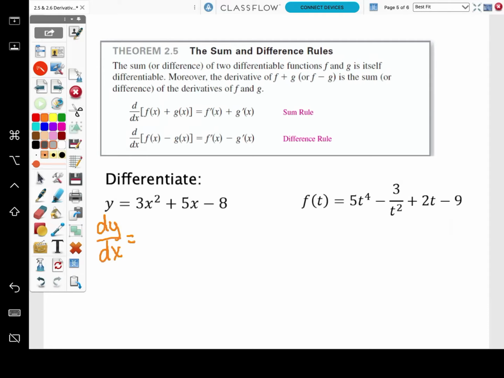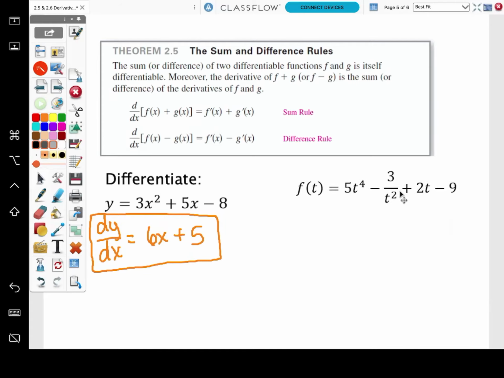So derivative dy over dx is derivative of 3x squared is 6x. Derivative of 5x, well, that's a power of 1. So we bring the 1 down front and we get 5x to the 0, and of course x to the 0 is just 1. And the derivative of negative 8 there, 0, because it's a constant. So our derivative is just 6x plus 5.